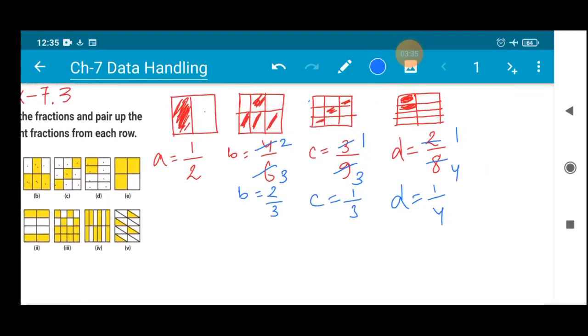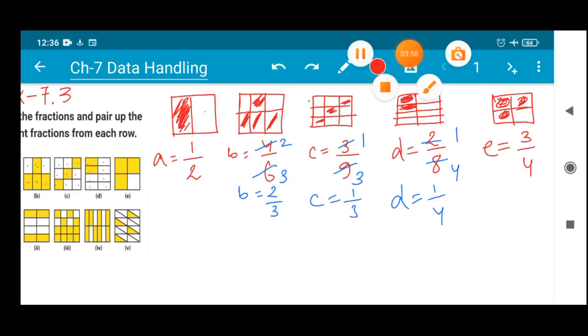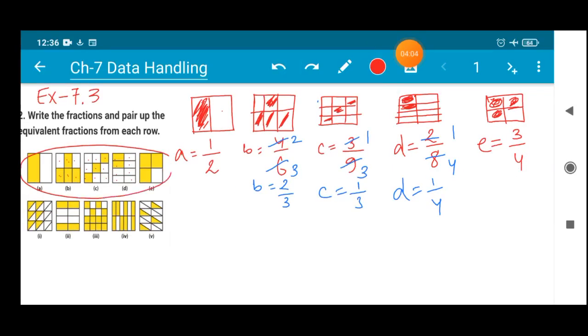So let's do for now number E. In number E, it is very simple. Total 4 parts are there, and out of that 4 parts, 3 parts are shaded like this, right? It is already in the simplest form, because our numerator 3 will not be able to divide, nor our denominator 4. Okay, we are over with this part.